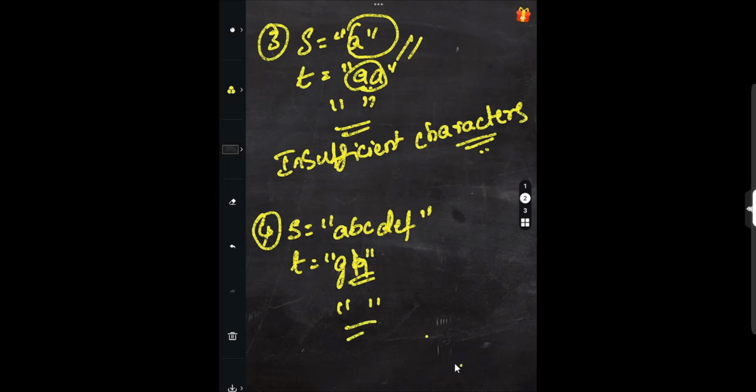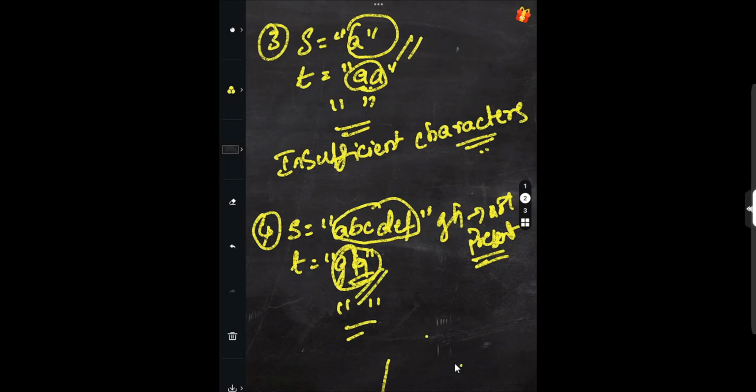Why will the output be an empty string here? None of the characters in T are present in S. You can clearly see here we have the characters G and H in T, but in the string S, we don't have any characters that are present in T. Neither G nor H is present here. In simple terms, the characters G and H from T are not present in S. So the output will be an empty string here.